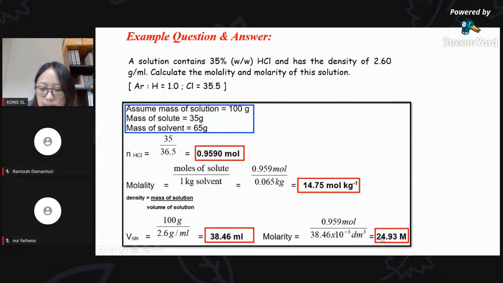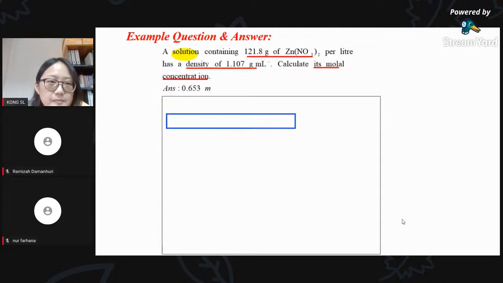Some of you wrote the answer 24.93 without the capital M, without the unit. Sorry, you cannot score full marks. You lost 1 mark. Make sure your final answer has the correct unit. And then please check the next question. How about this question?